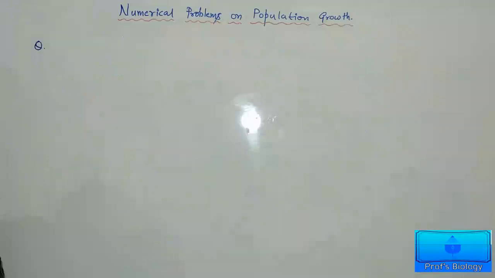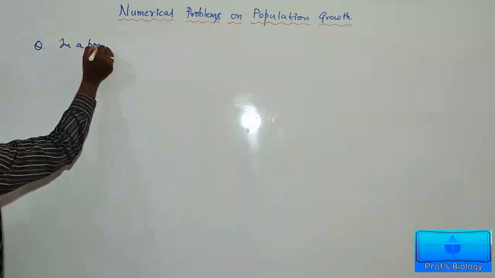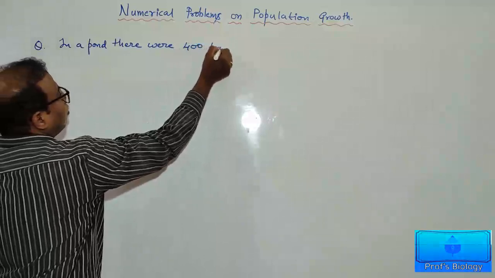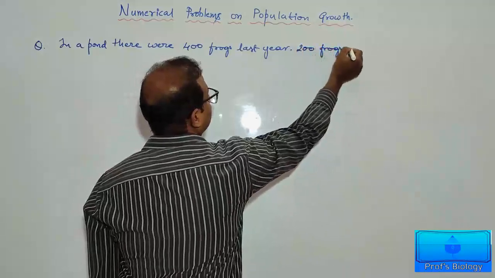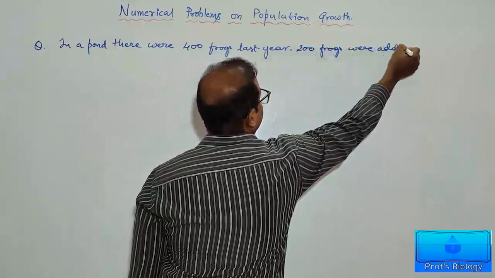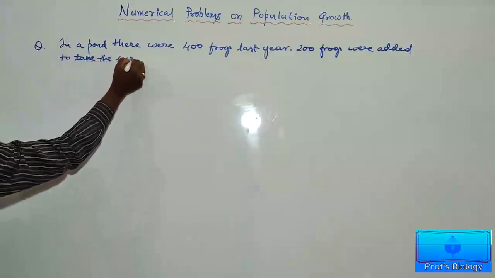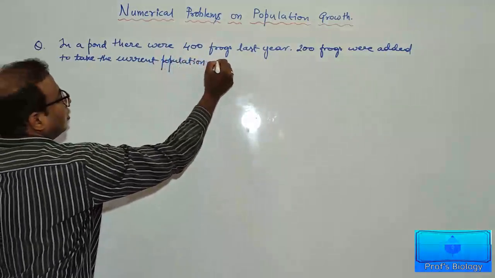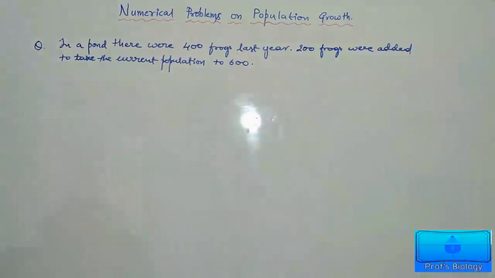Moving to next question. In a pond there were 400 frogs last year. Frogs were added to take the current population to 600. Calculate the birth rate.